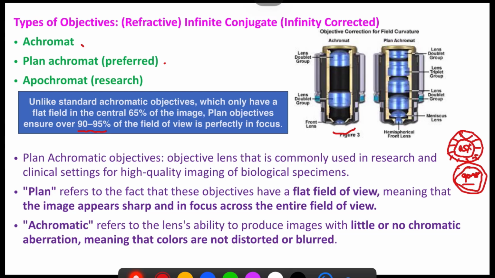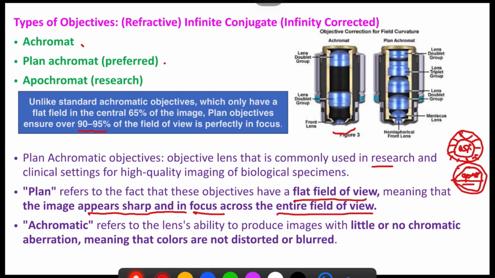So blurred appearance is more if we use achromat. So we prefer plan achromat because it will produce a flat view and we can cover most of the field of view. Plan achromatic objectives are commonly used in research and clinical settings. Plan means flat field of view, and the image appears sharp and in focus across the entire field of view.